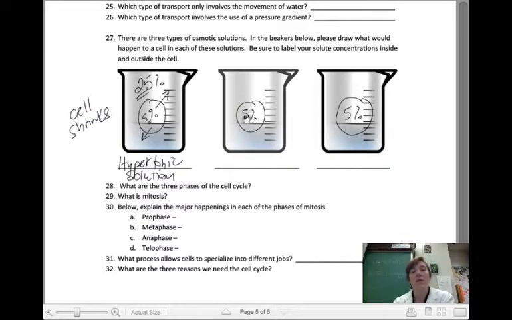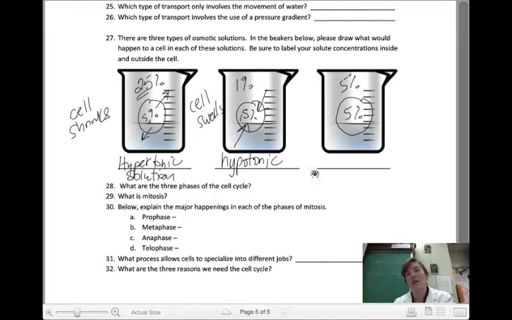Here, if I have 5% and I put my cell into a 1% very, very fresh water solution, there's way more water on the outside of my cell. And this is what's called a hypotonic solution. And here, water's going to go from where there's more, which is here, to where there's less, which is inside of the cell. And my cell is going to swell and maybe even burst.